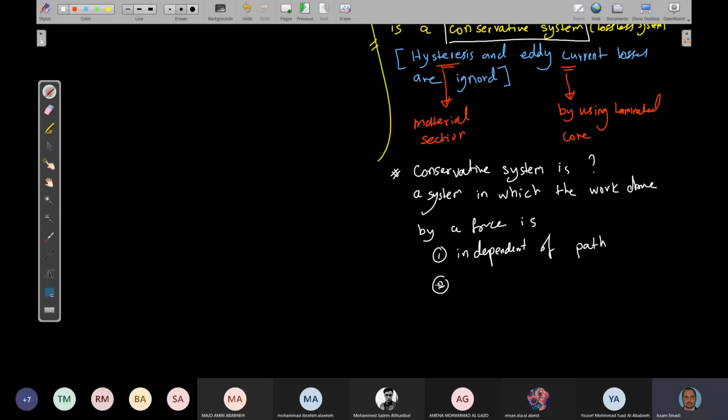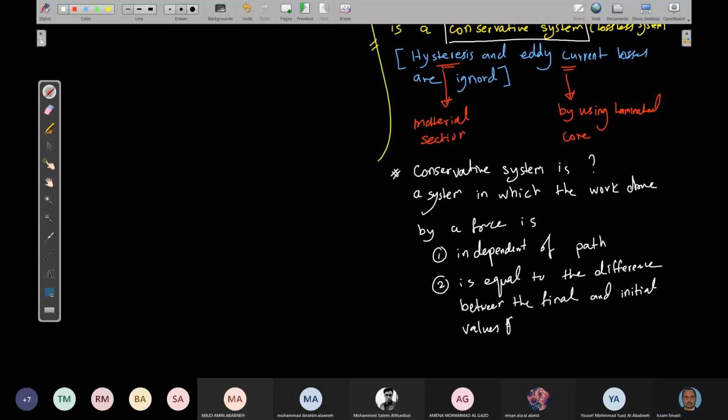The second one, the work done is equal to the difference between the final and the initial values of the energy function. And the last one, this is completely reversible.